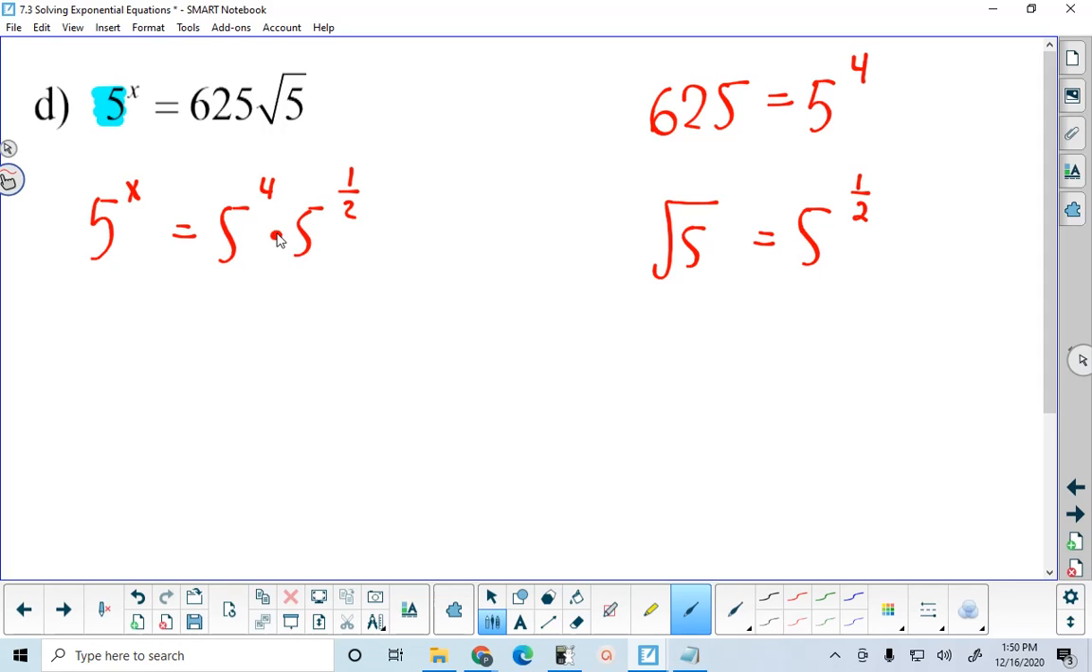And here's the biggest mistake that's made. We bring this stuff together and we get 5 to the x equals 5 to the what? What will we get when we combine 5 to the 4 multiplied by 5 to the half? A lot of people will say 5 to the 2 because 4 times a half is 2. It's actually 9 halves.